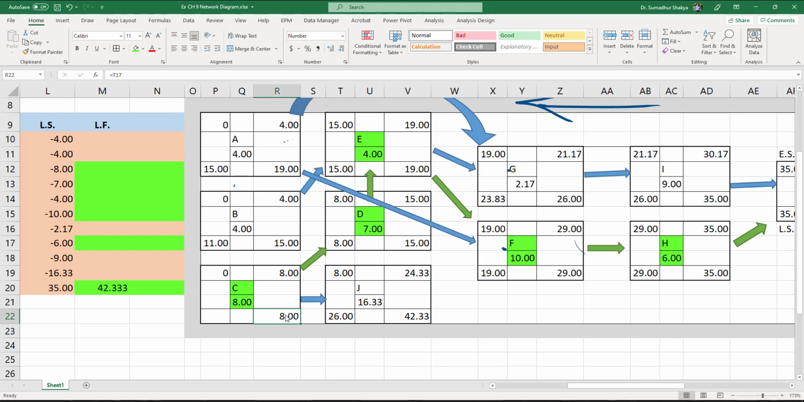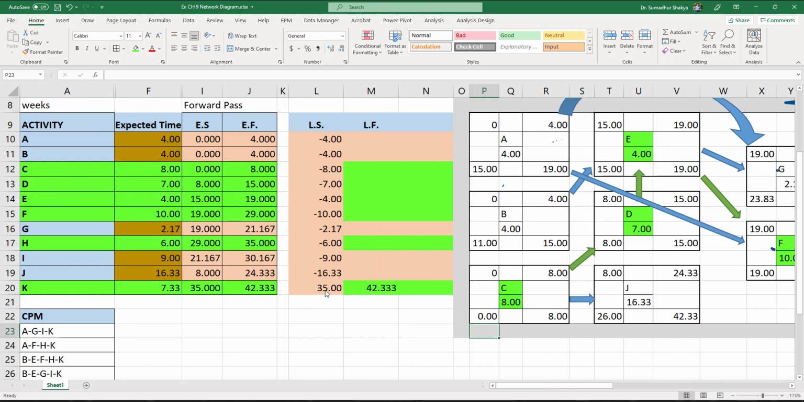Now this will not impact the late start time of the preceding activity, which is C. Why? Because the late finish time of this is going to be decided by the activity on critical path. So minimum of 26 or 8. So that's going to be 8. Now once you have 8 minus 8, you get 0 here. So I forgot these two activities. I apologize. Now for J, late finish time is 42.